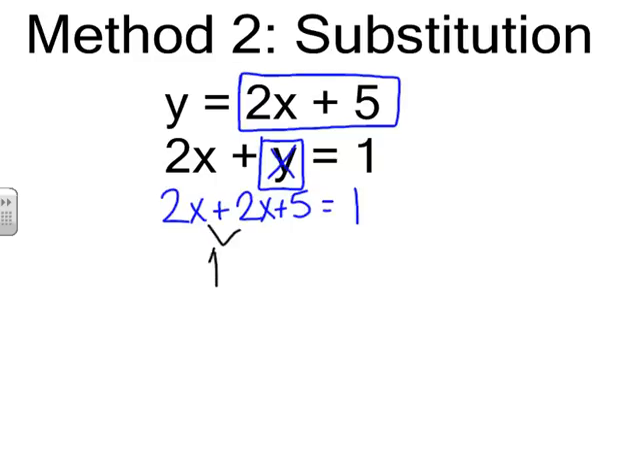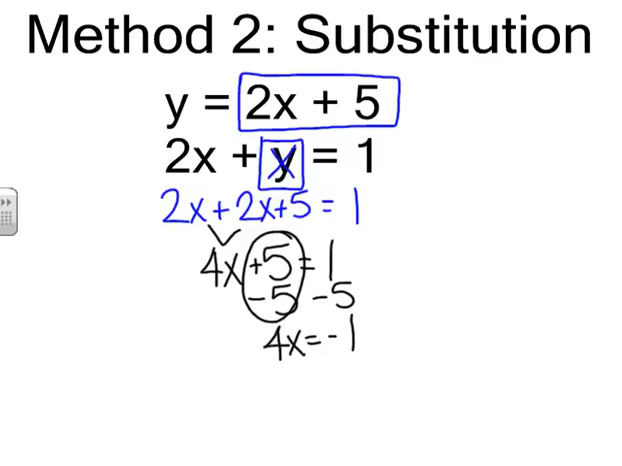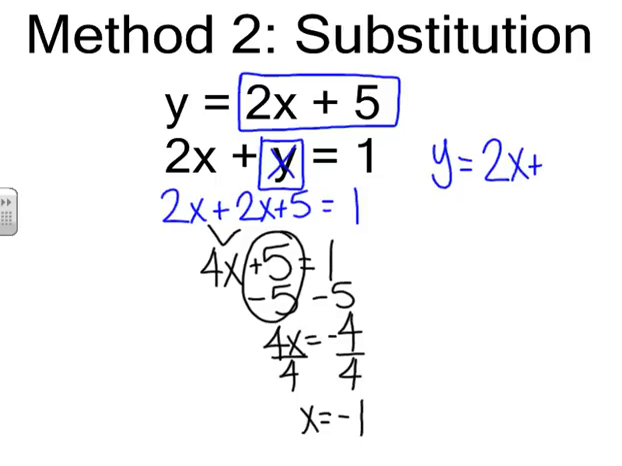So combine like terms, subtract the constant, and divide by the coefficient to get x equals negative 1. Now just like before, I'm not done yet. I'm going to go back up and pick my favorite equation. I'll pick the first one again, y equals 2x plus 5, and it doesn't matter which one you pick.